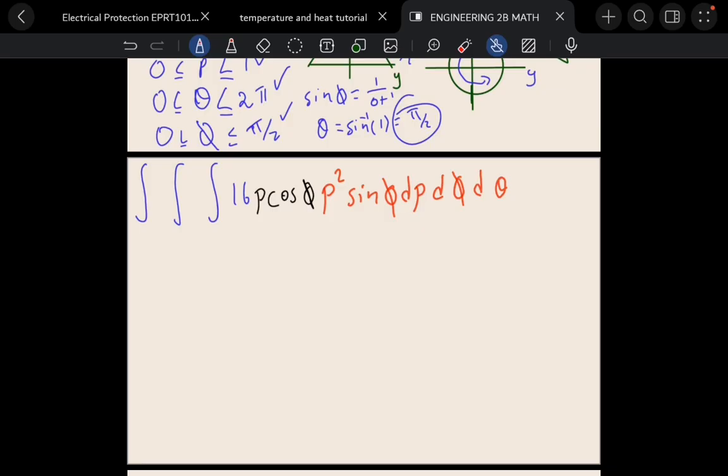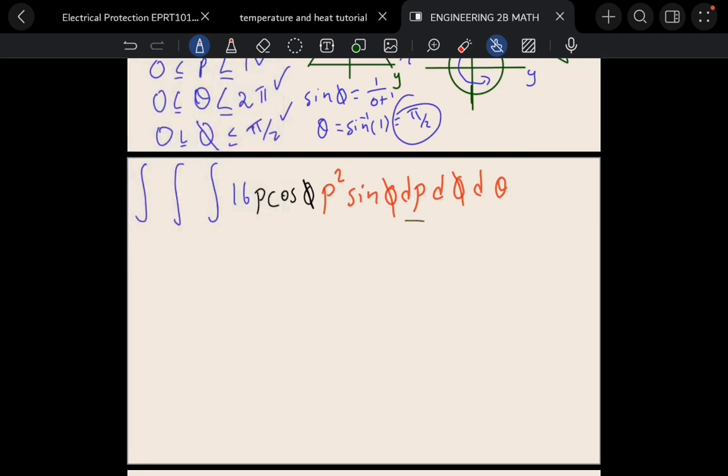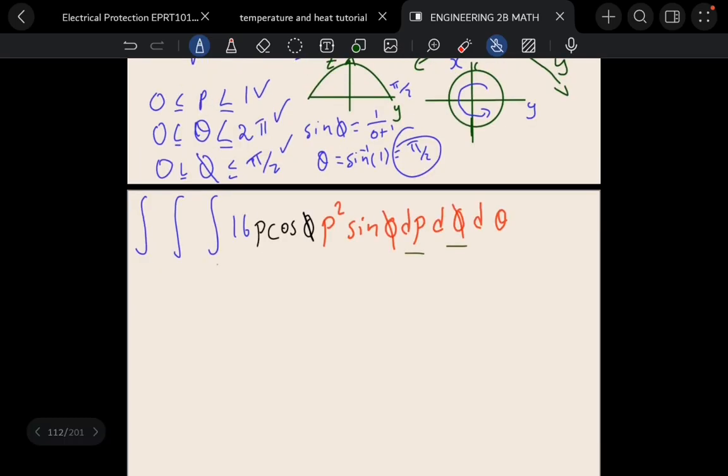Now, since your integral starts with rho, your first integral is for rho, your second integral is for phi, and your third is for theta. Now we are going to take the data and substitute it in. So it's 0 to 1 for rho. For phi, it is going to be 0 to pi over 2. For theta, it is 0 to 2 pi.